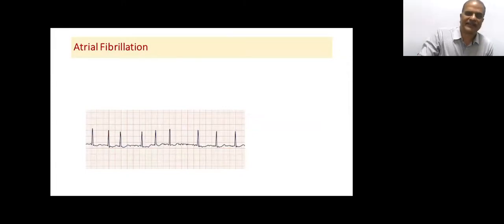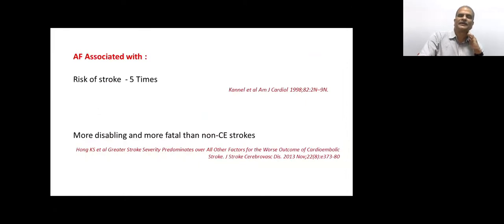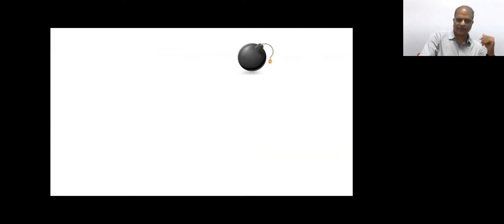Coming to the first indication, and this is the most common indication where you start oral anticoagulation, that is atrial fibrillation. Here it is very important to pre-empt and start treatment, because atrial fibrillation is associated with a high risk of stroke, almost 5 times the risk. And if they get a stroke, it will be more disabling and more fatal compared to non-cardiac embolic strokes. So basically, atrial fibrillation is a time bomb. If you have atrial fibrillation, you can have a stroke coming anytime.